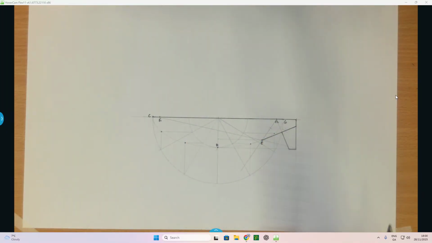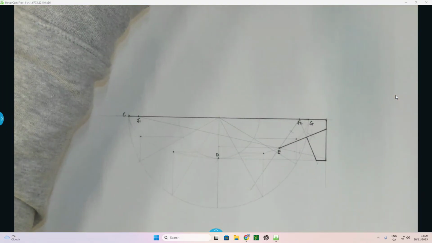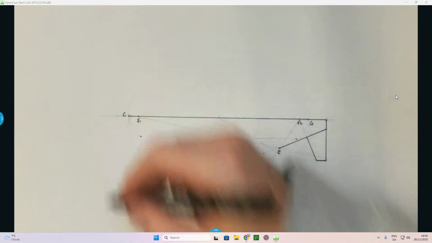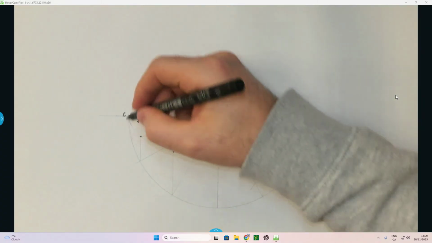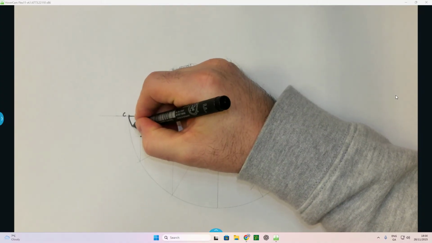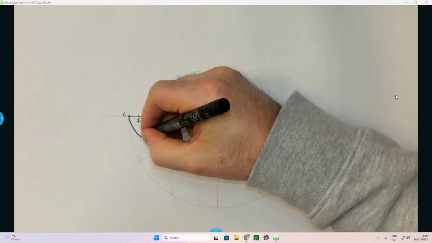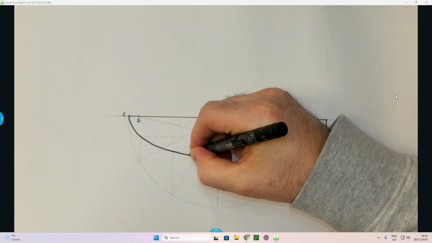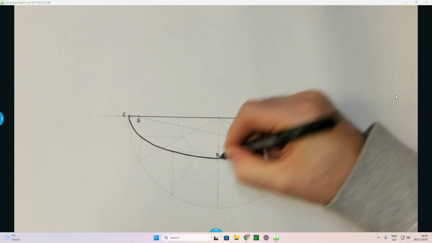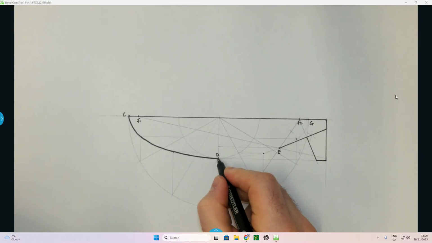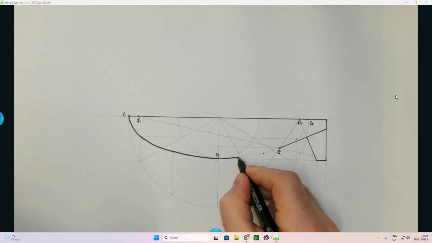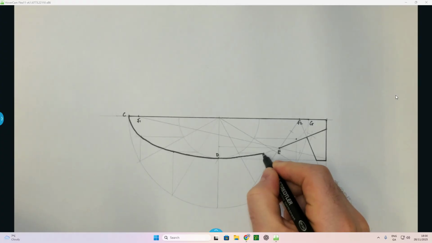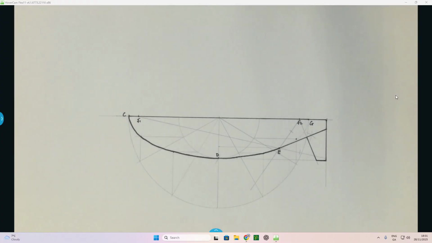And there we go. We have now figured out, I'm going to call it the tail of the ship. And at this point here now, I am going to heavy in my curve. Taking my time. Trying to be as neat and as tidy as I can. And there we go. So I've now figured out the bottom of the shape.